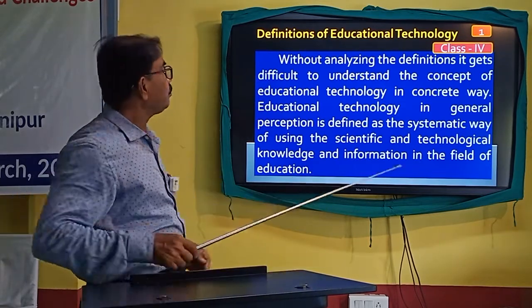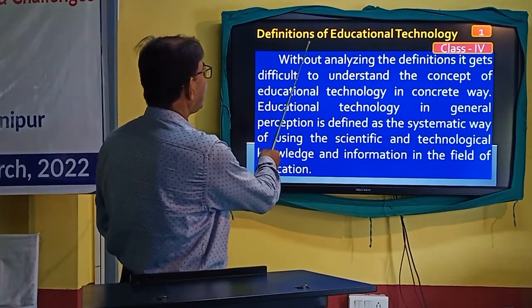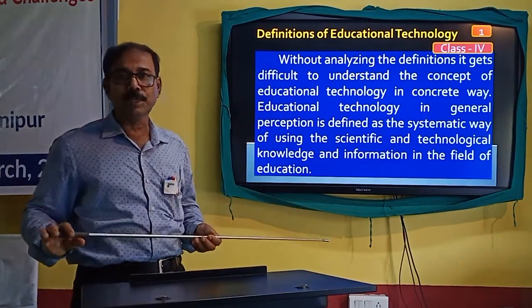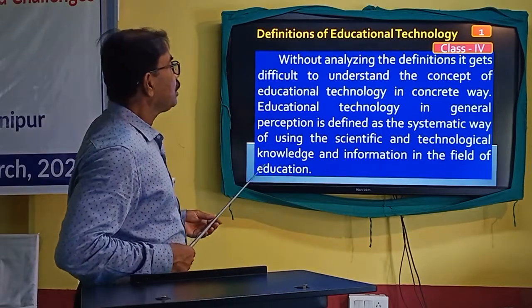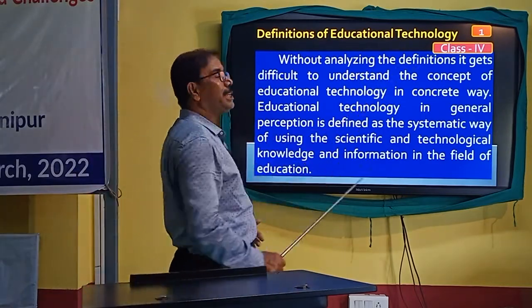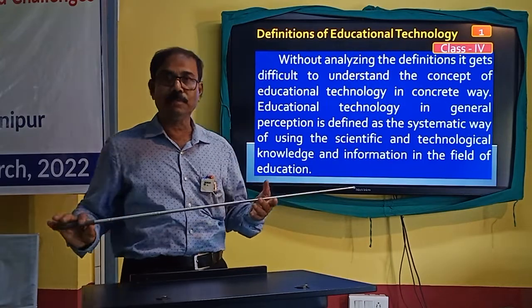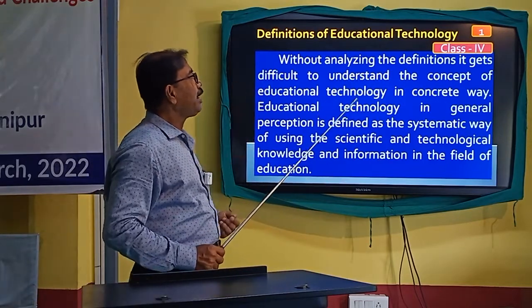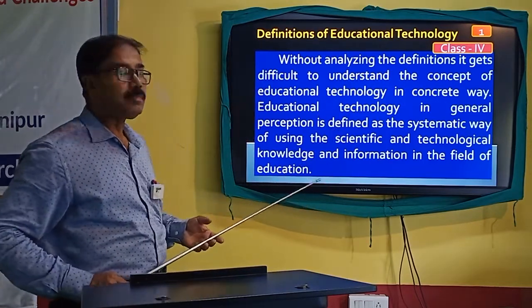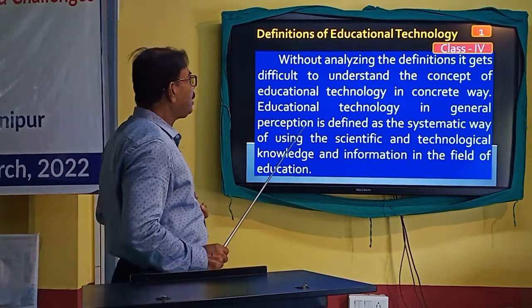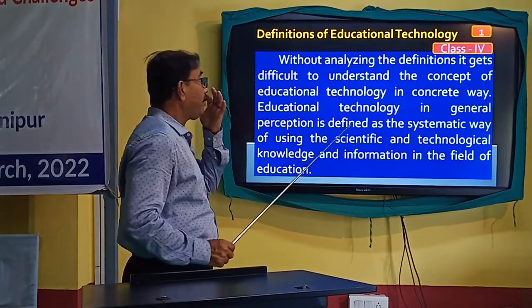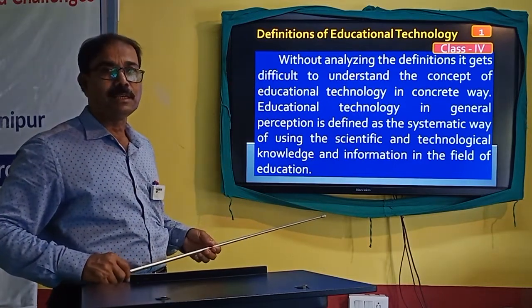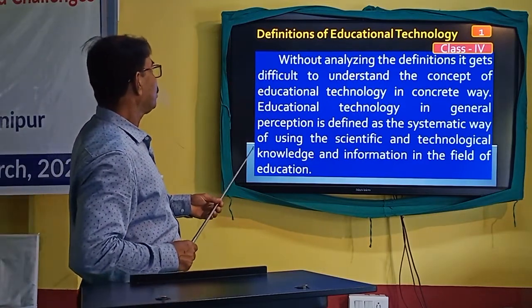Let us see. So, definitions of educational technology. This is the heading of the class. This one is class number 4 relating to educational technology, and this one is slide number 1. And here we have explained the significance, at the same time the definitions of educational technology.